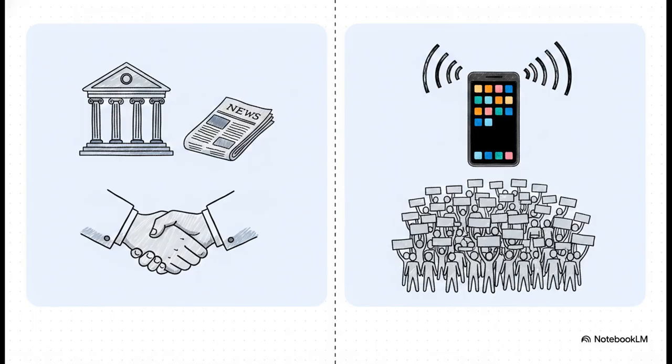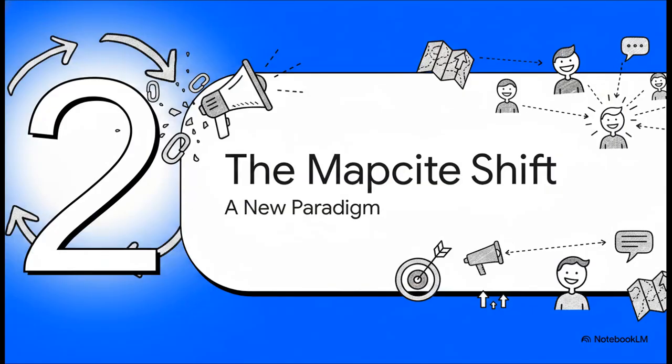The industry is actively moving away from that old reliance on access and guesswork. We're literally watching a shift from influence by conversation, government relationships and media narratives, to a totally new model of direct, large-scale audience activation. It's all about taking the narrative directly to the people on the ground and empowering them to be the messengers. Which brings us to Section 2, the MapSite shift.